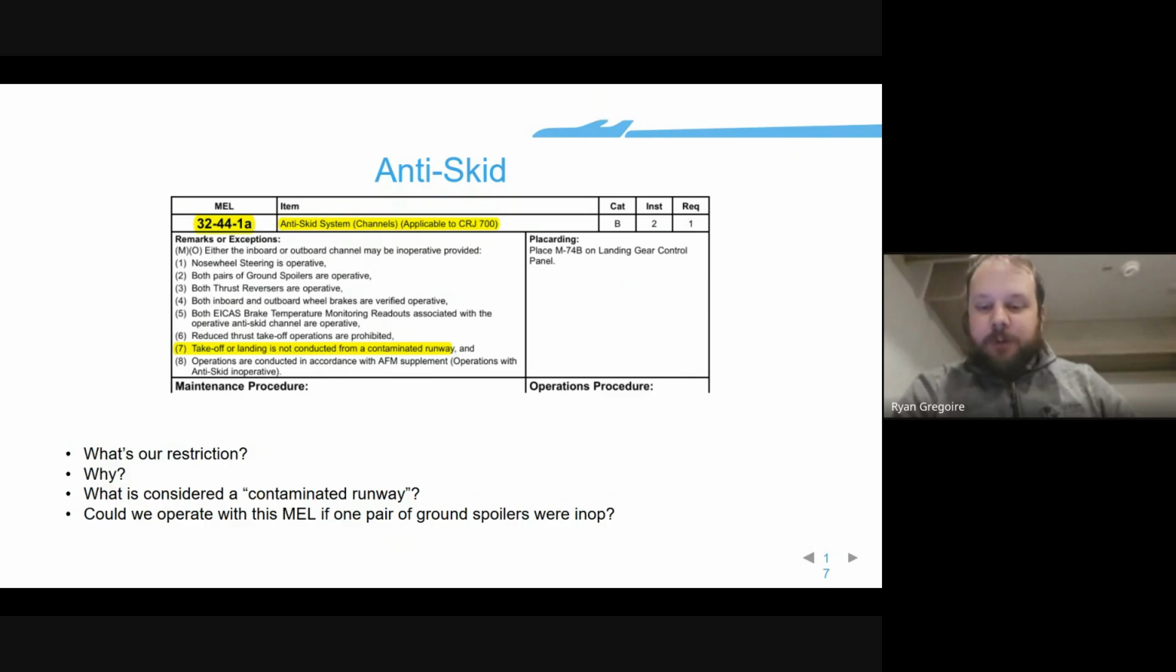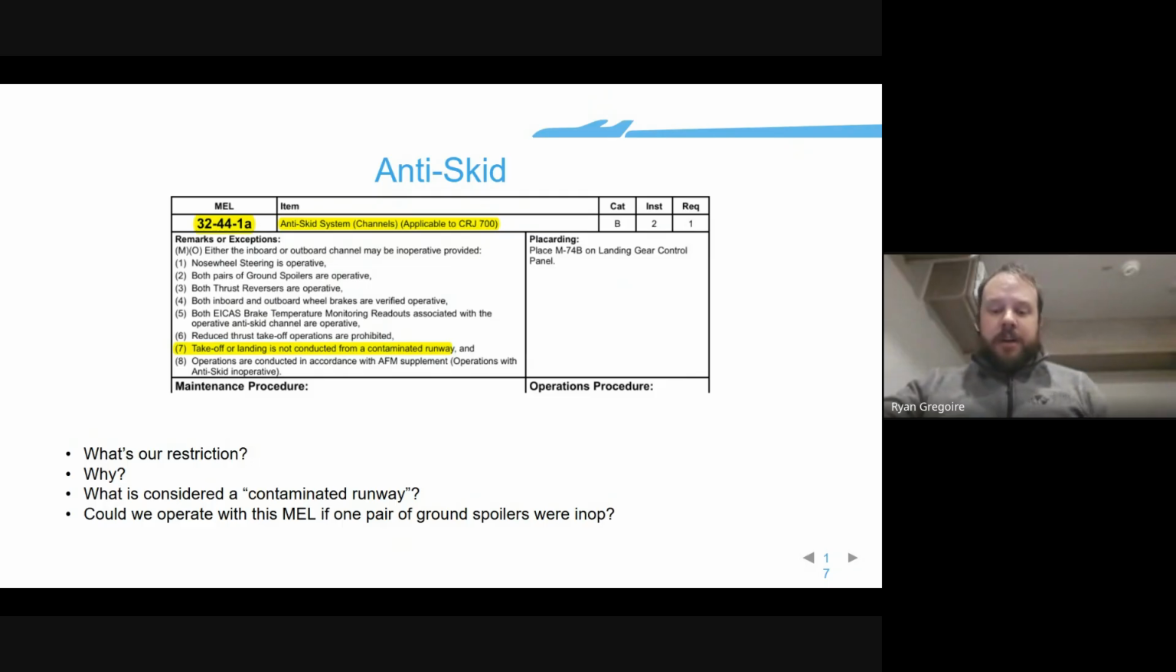As stated, takeoff or landing is not conducted from a contaminated runway, and operations are conducted in accordance with the airplane flying manual supplement for operations with the anti-skid inoperative. And again, just like we saw with the ground spoilers, that is going to be impacting our accelerate-stop distance and required runway length, and could have associated weight penalties if the required runway length that it's saying we need is not available.